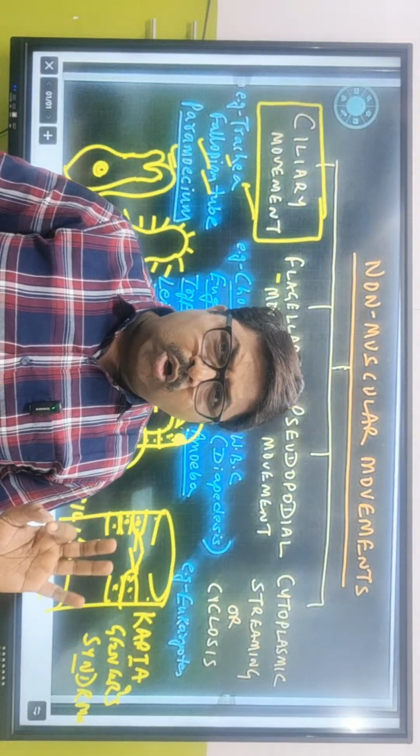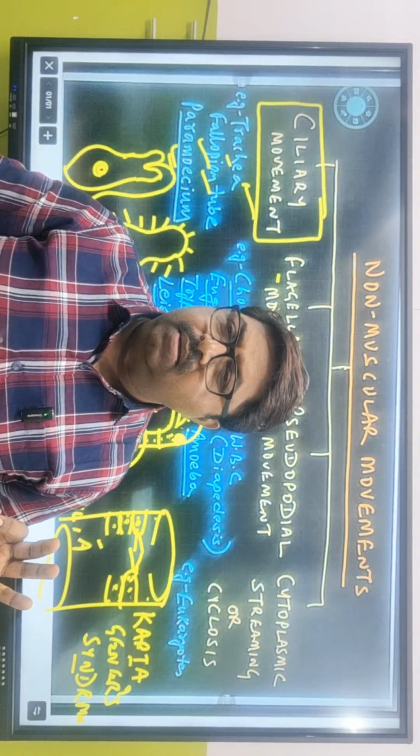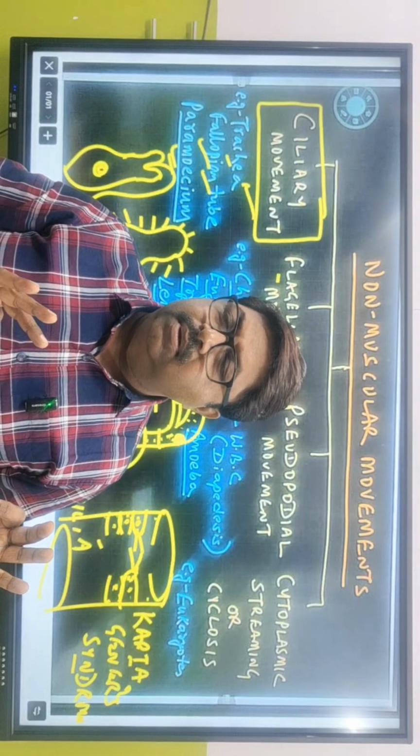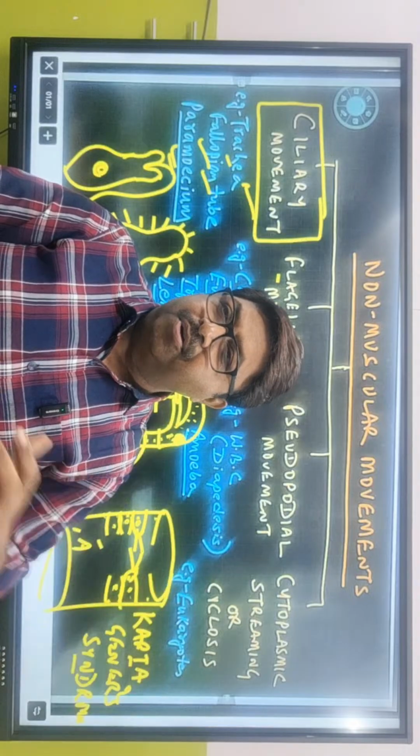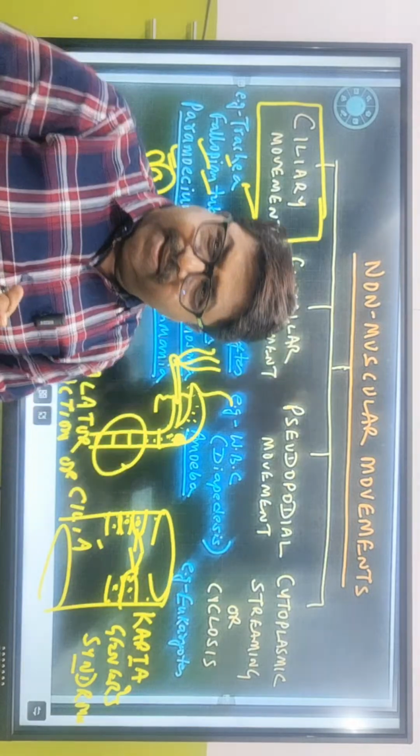But are they complete autotrophs? Are they complete autotrophs? नहीं, जब there is a scarcity of food, फूड का अभाव हो गया, they will start behaving like heterotrophs. ठीक है, समझ में आ गया?